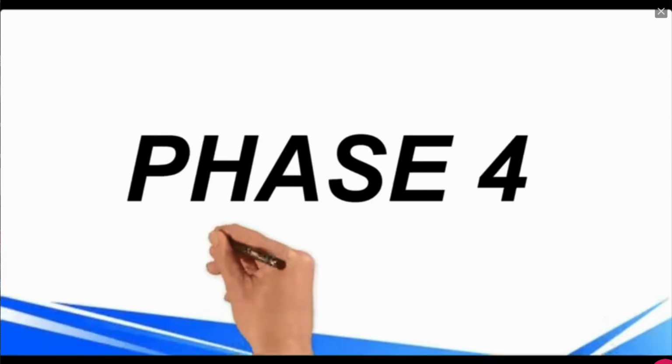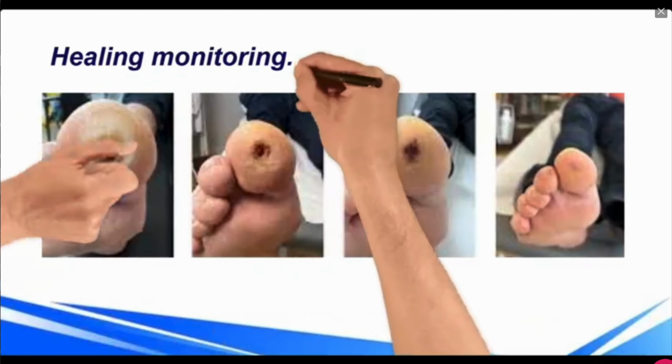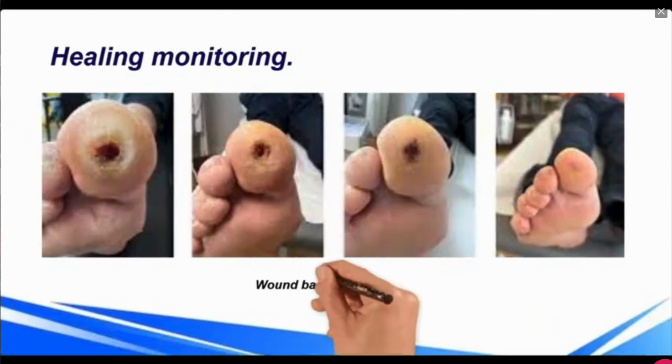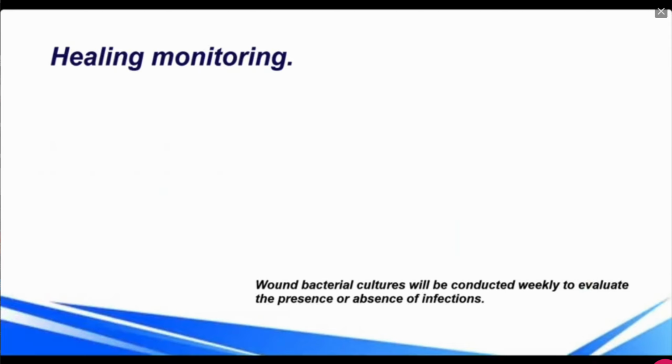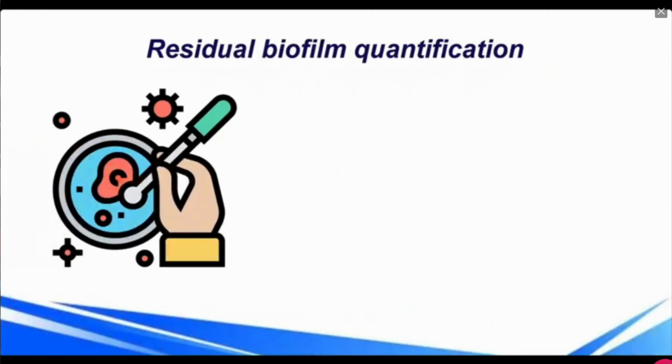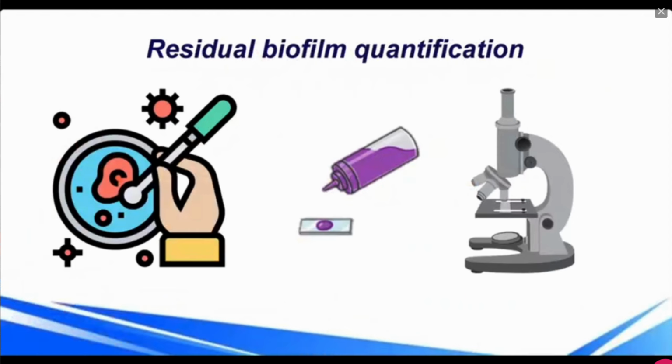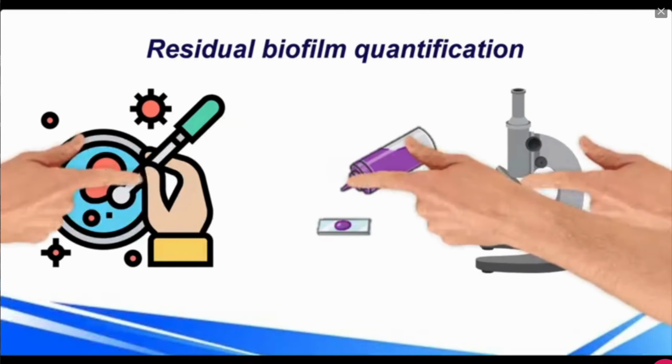Phase 4: analysis and follow-up. Healing monitoring: daily measurements of ulcer size will be taken using digital images and image analysis software. Wound bacterial cultures will be conducted weekly to evaluate the presence or absence of infections. Residual biofilm quantification: biofilm formation will be evaluated in samples of ulcer exudates using crystal violet staining and microscopy. This is carried out to assess the efficacy of the treatment, that is, whether biofilm formation was reduced and if there was an improvement in the healing of chronic diabetic ulcers.